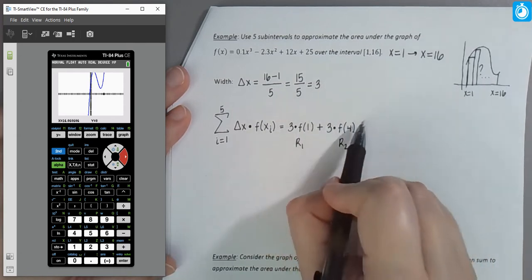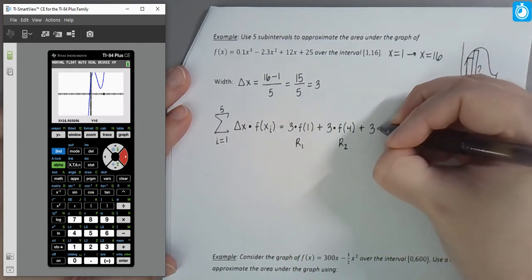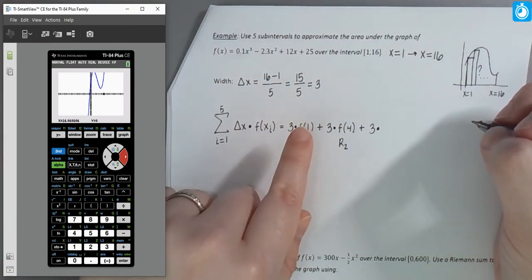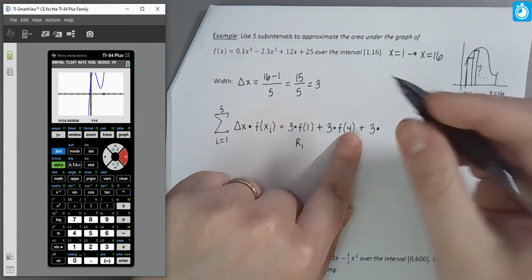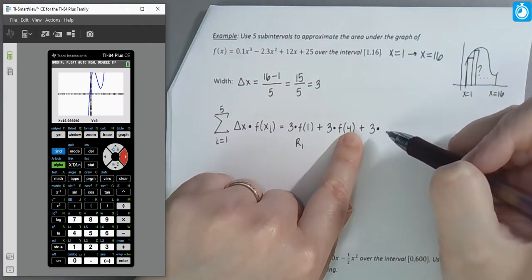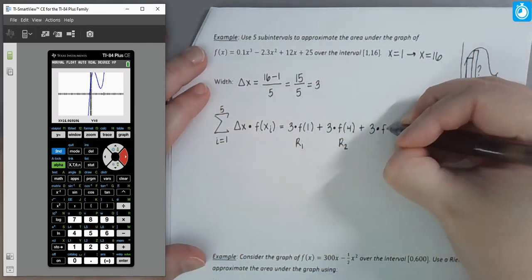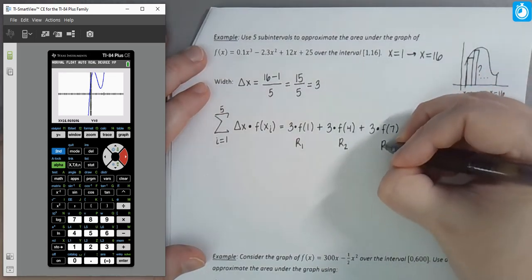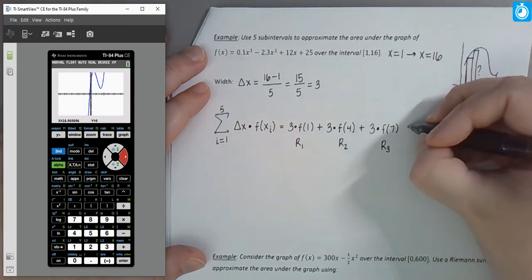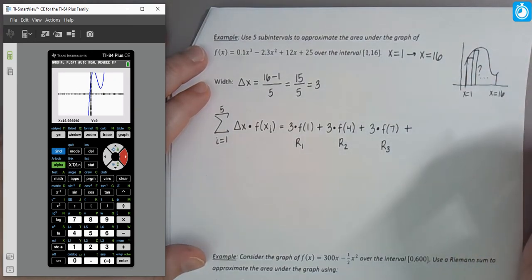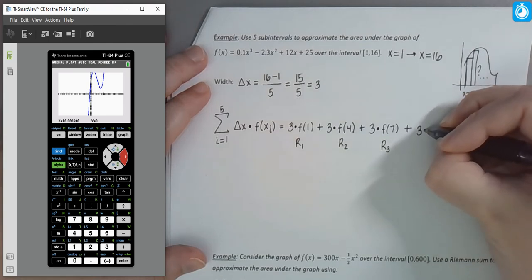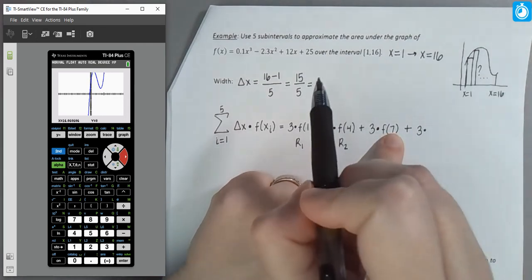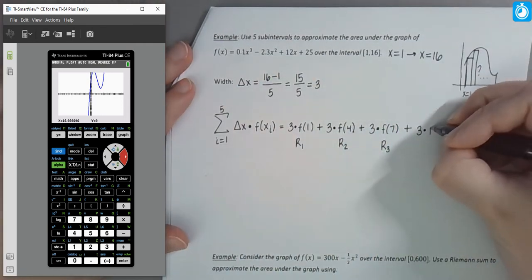So our next width, also 3. And then the height is going to take us up to the next x value, f of the next x value. So 1 to 4, 3 units apart. Add another 3 units, and that'll take us to 7. So f of 7. Okay, so that's going to be rectangle 3 plus the area of the next rectangle. So our width is 3 times the height. Well, we're at x equals 7. 3 units away takes us to f of 10.